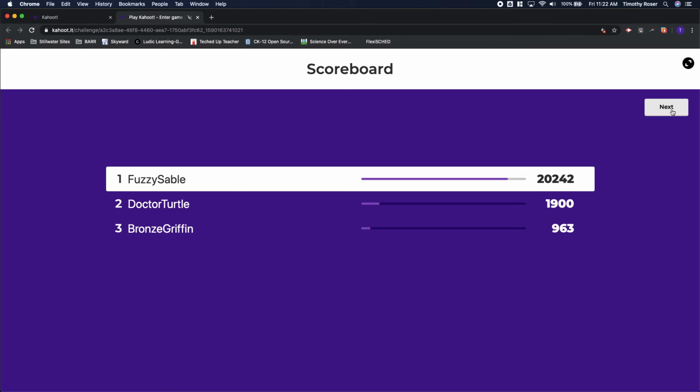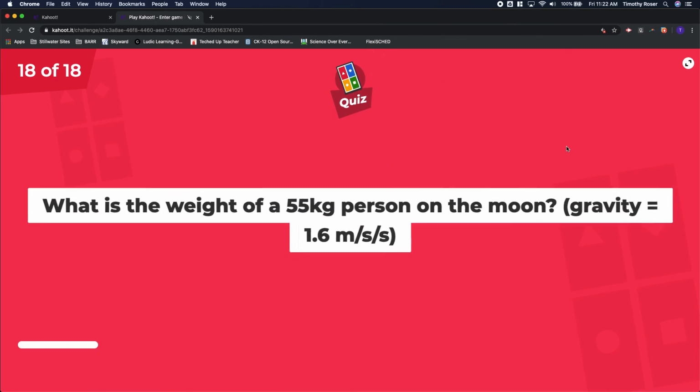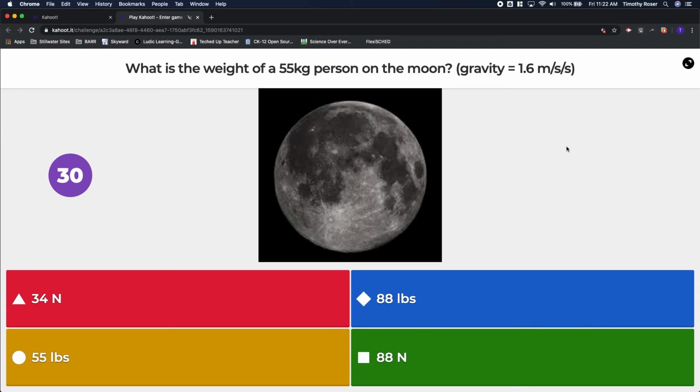All right, next up. Last question. What is the weight of a 55 kilogram person on the moon? Gravity on the moon is 1.6 meters per second squared. All right. Well, in this case, we are going to use Newton's second law, and we're going to turn that into the weight equation, which is weight equals mass times the acceleration due to gravity. So we're going to take 55 kilograms and multiply it by 1.6 meters per second squared, and that is going to give us 88, and the correct unit is newtons.